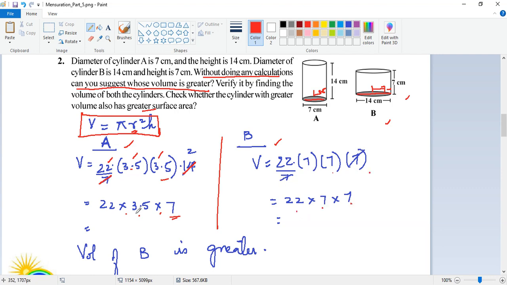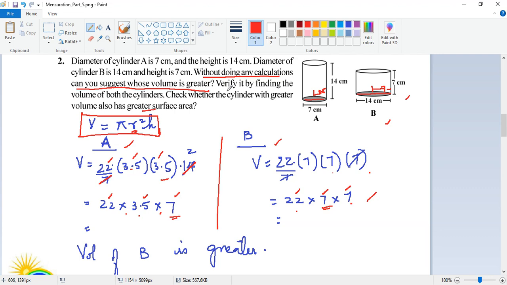Now you compare these two. Here you have got 22, here also you have got 22. Here you have got 3.5, but here you have got a larger number, 7. Here also 7 and 7. So here you are actually getting a larger number. So this has to be greater, right? So without calculating, I can say that volume of B is greater because it has got a larger number being multiplied.